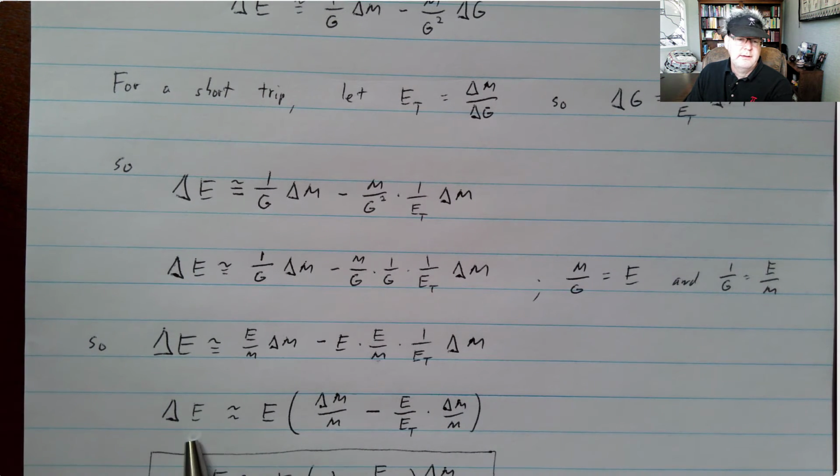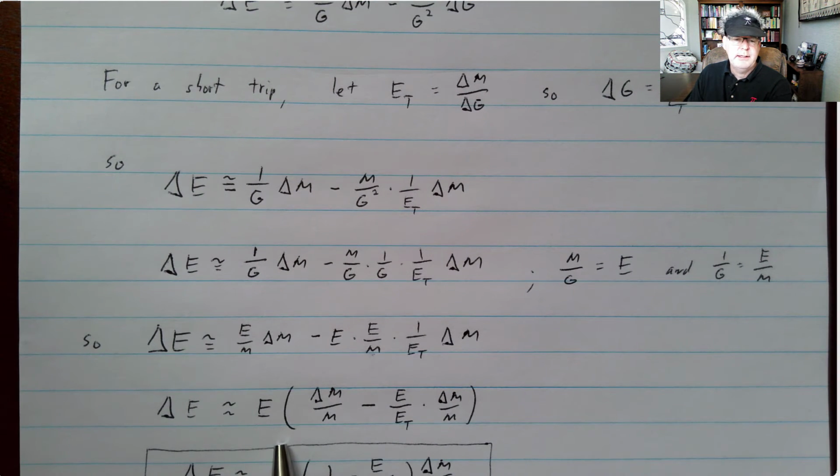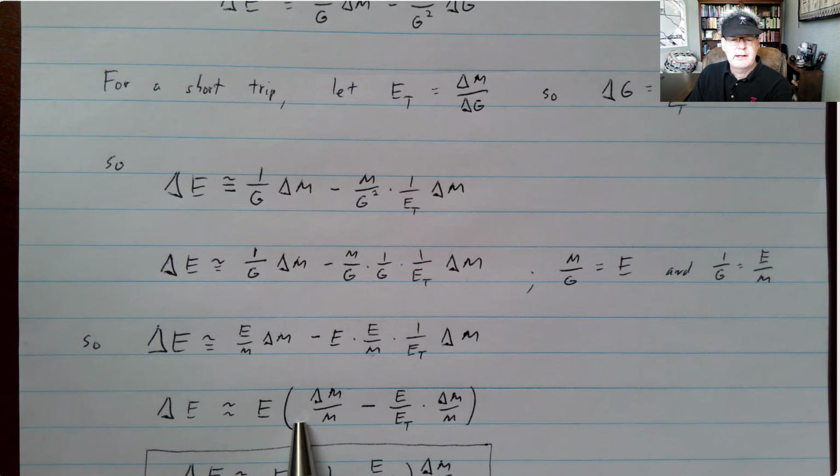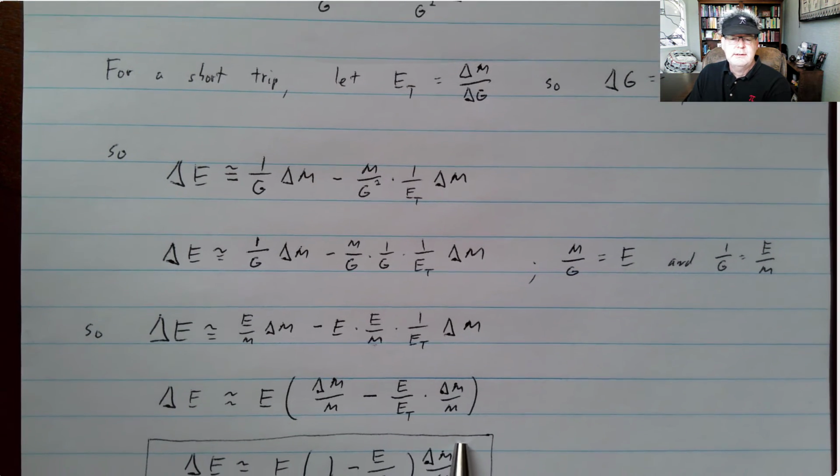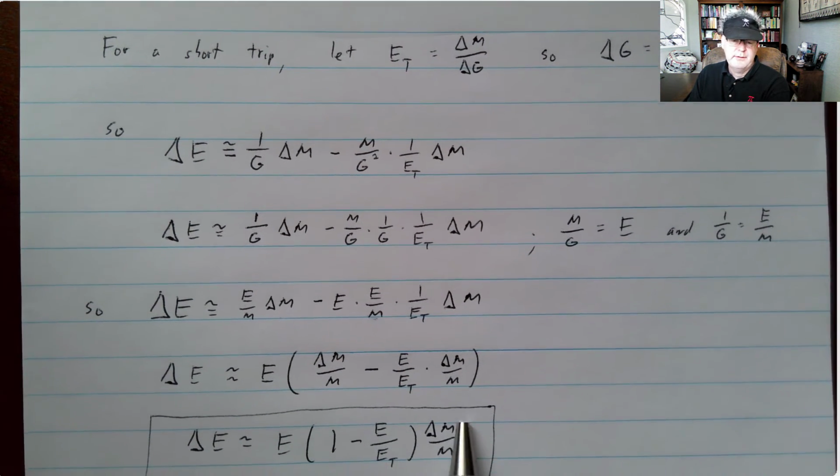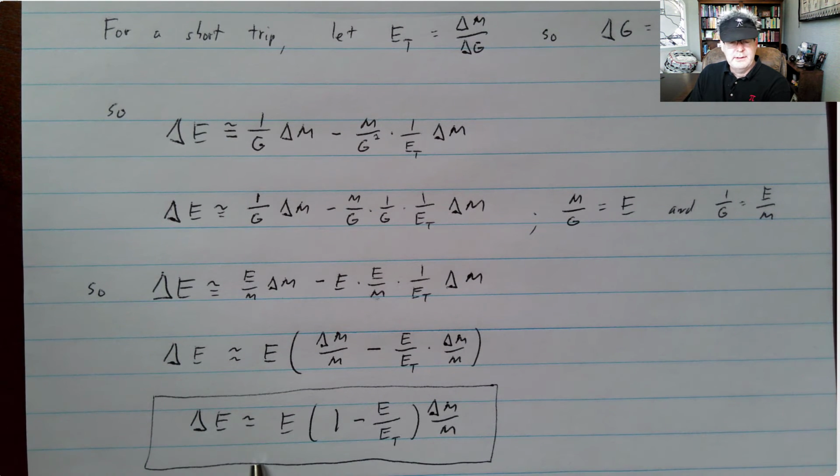So I've got the change in efficiency is roughly going to be, I'll factor the E out first, and I've got delta M over M minus E over ET. Again, I factored out one of the E's out front here. I'm still left with one more E over ET, and I've got a delta M over M. And again, I can now factor out delta m over m. I put that at the end. So the change in efficiency is going to be your current efficiency times 1 minus your current efficiency divided by the efficiency of the trip times change in miles over miles.